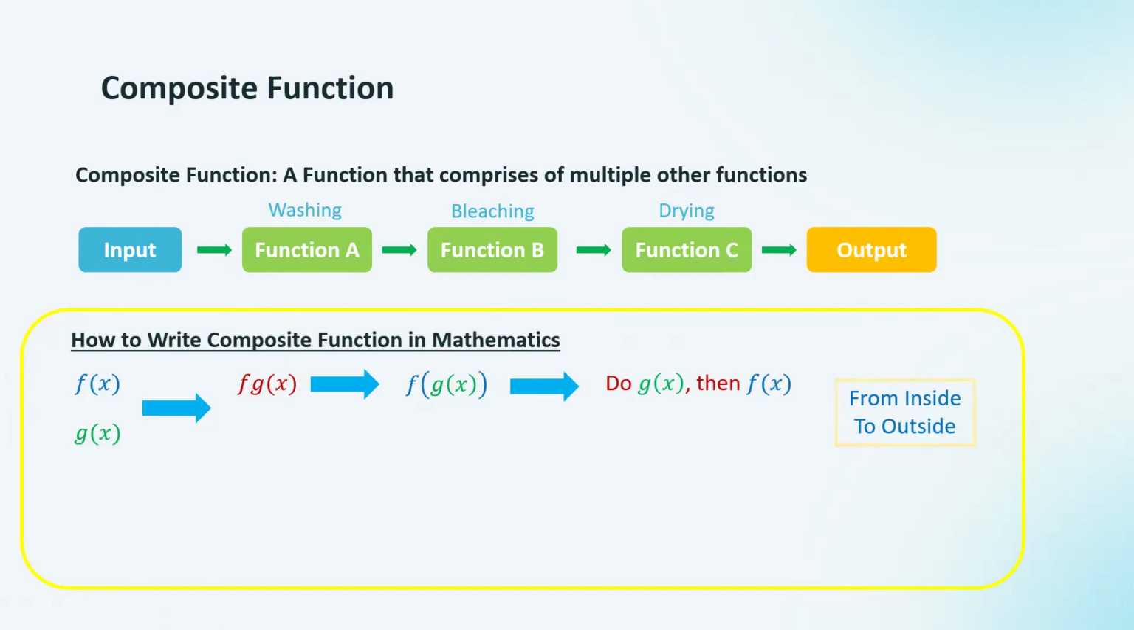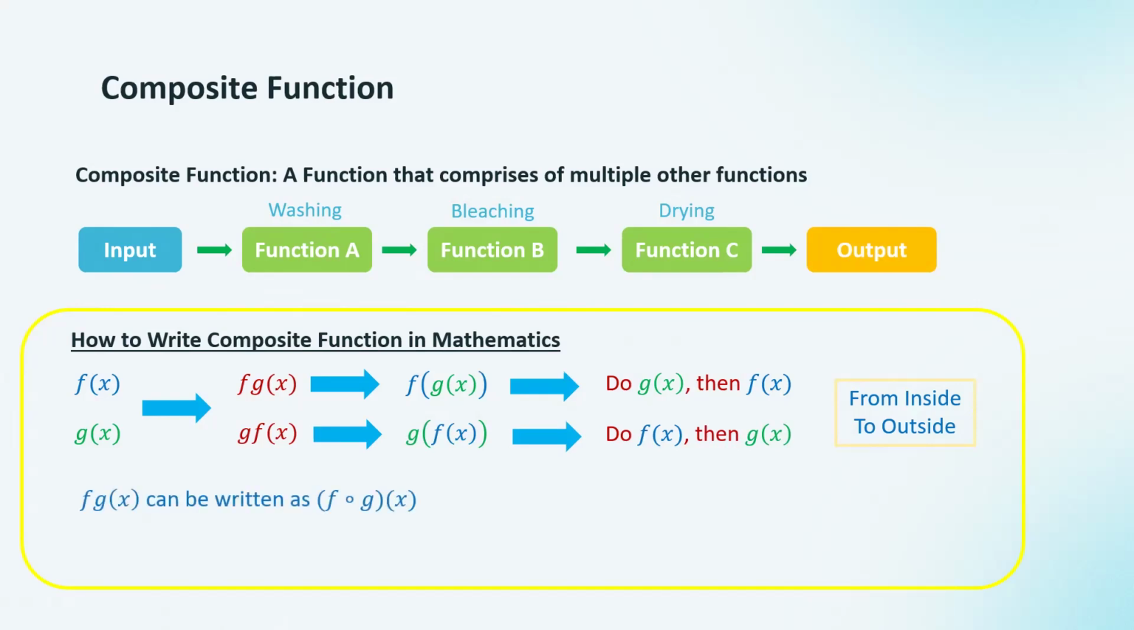The next way to actually write a composite function is going to be g(f(x)). And f(g(x)) is different from g(f(x)), as we will see later. So g(f(x)) is function g where the input is f of x. Again, it's going to be a function inside a function. And to actually solve for this composite function, we are going to work on f of x, then we go to g. Again, from the inside to the outside. We can also write fg(x) as f∘g(x), but I'll try to make it simpler by writing it as fg(x) only.